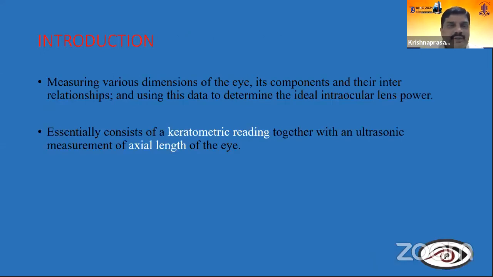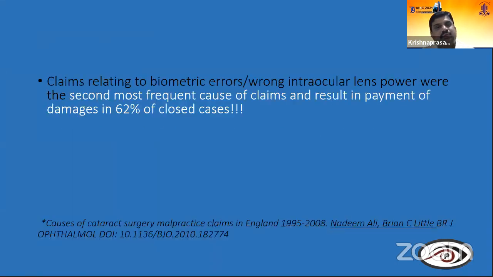So coming to the introduction part, biometry means measuring various dimensions of the eye, its components and their interrelationships, and using this data to determine the ideal intraocular lens power. Essentially, it consists of a keratometry reading together with an ultrasonic measurement of axial length of the eye. Claims relating to biometric errors or wrong intraocular lens power were probably the second most frequent cause of claims and resulted in payment of damages in almost 62% of the cases.